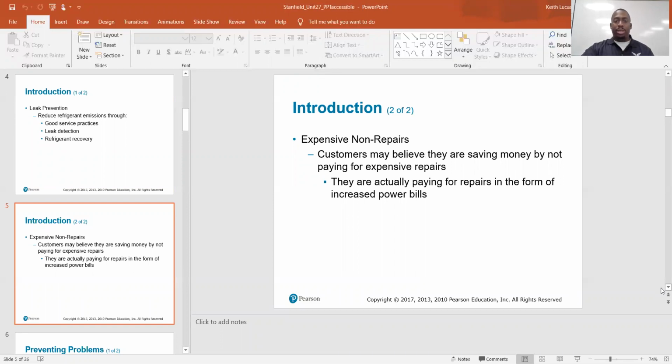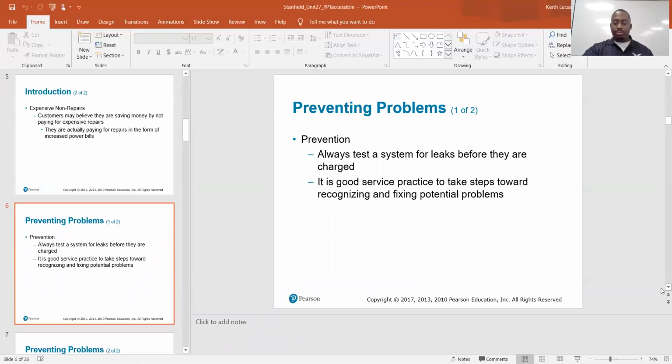Expensive non-repairs. Customers may believe they are saving money by not paying for the expensive repairs. They're actually paying for repairs in the form of increased power bills. We talk about that all the time.